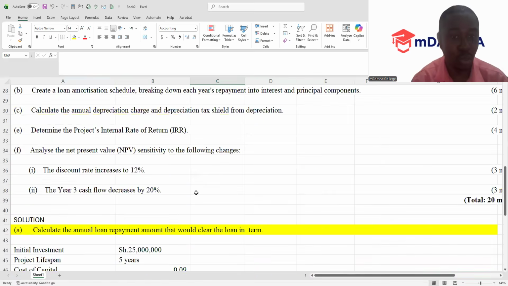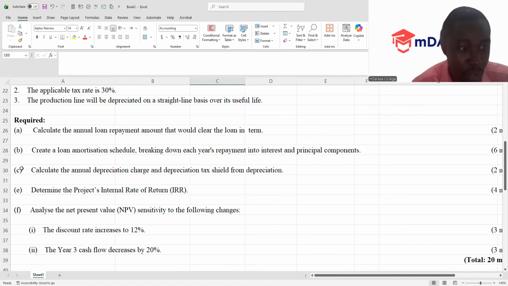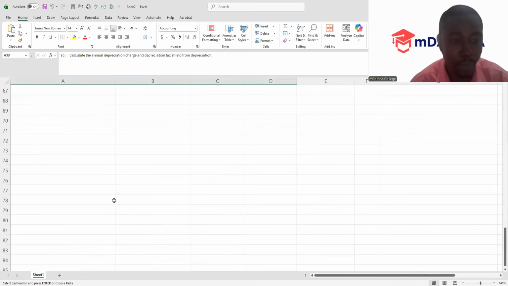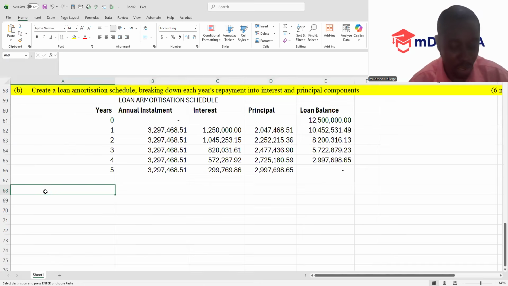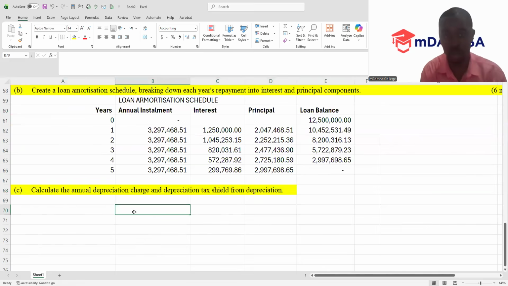The other point, what were we asked? Calculate the annual depreciation charge and the depreciation tax shield. So part C, we come and take what you asked. You see, the presentation is very key. Your presentation matters a lot.